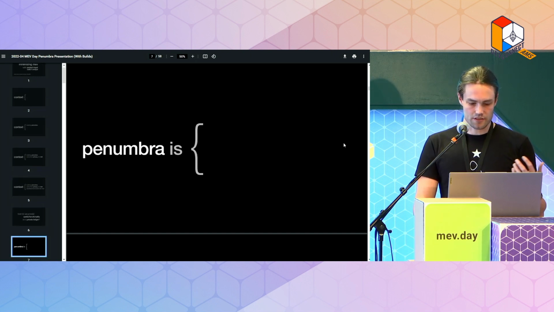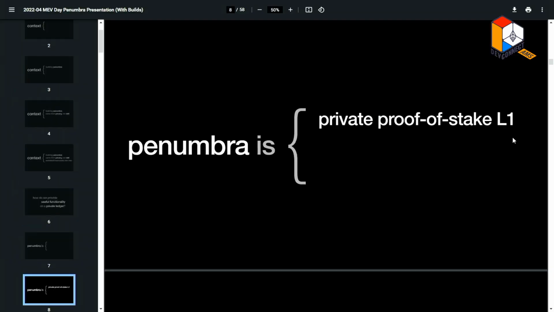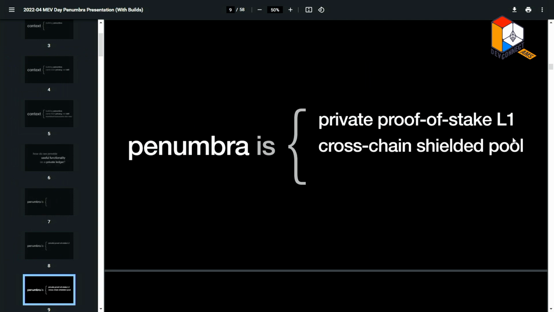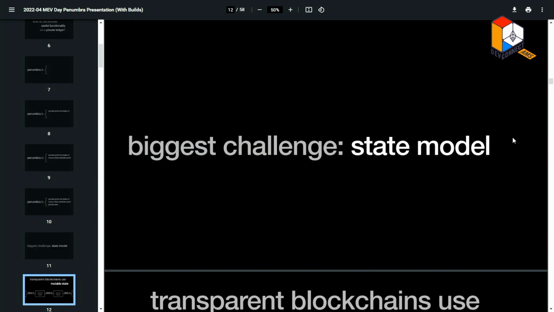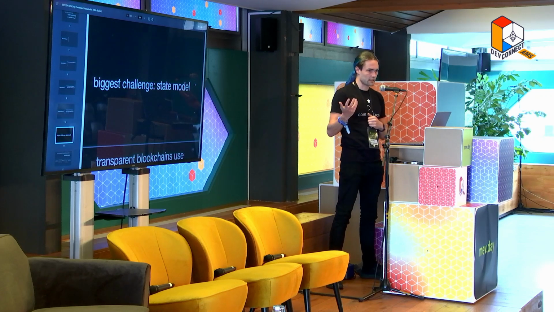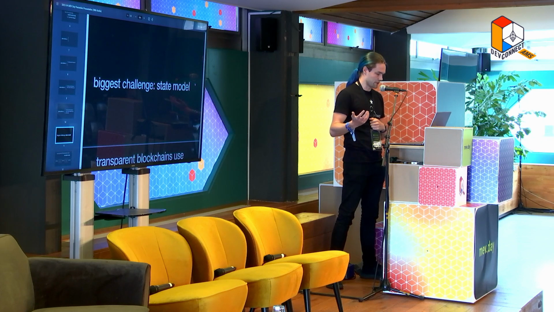The idea is to build essentially a private proof of stake L1 that works as a cross-chain shielded pool and has a private DEX in it. So that's giving people a positive reason to use this thing. That's not really the point of the talk. The point of the talk is to get into what is the main challenge there, and how does that inform the kind of design that accidentally has some interesting properties around MEV mitigation.